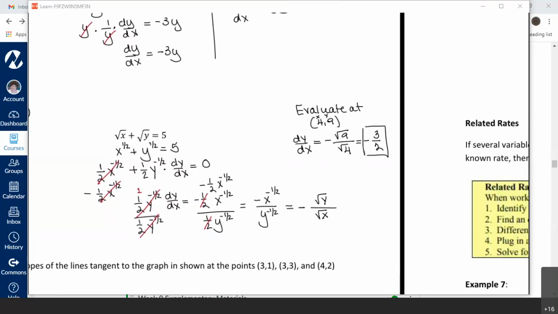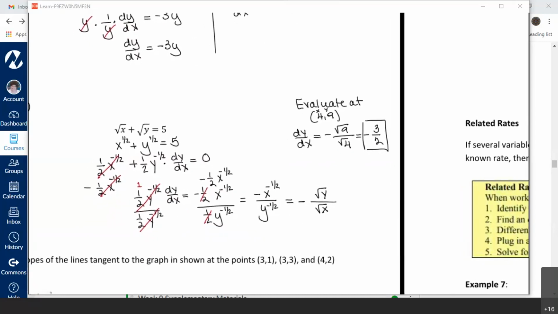Questions on 5? Okay, most of the weirdness in this question was not the calculus at all. It was the algebra. Any questions on 5? Okay, not seeing any. So there's a couple more problems here.